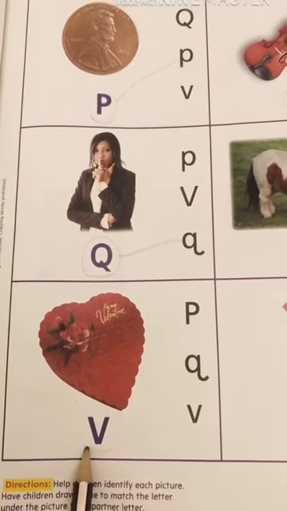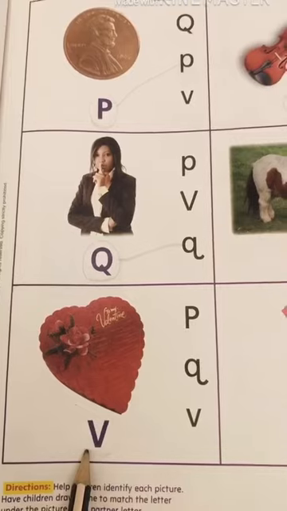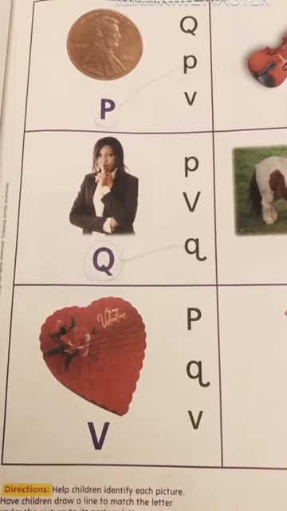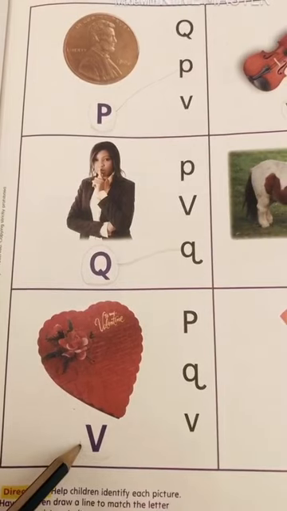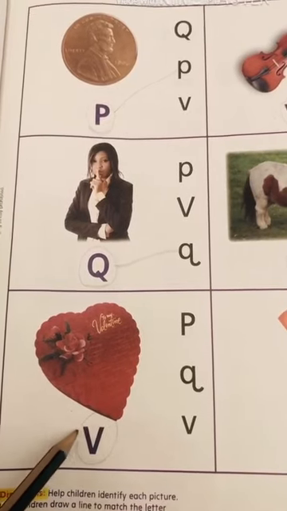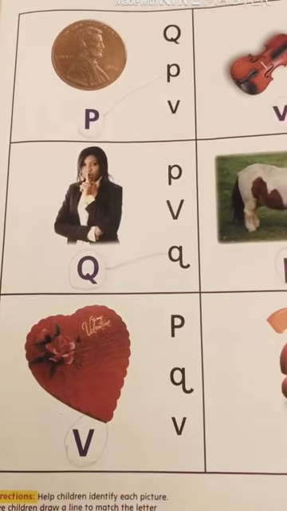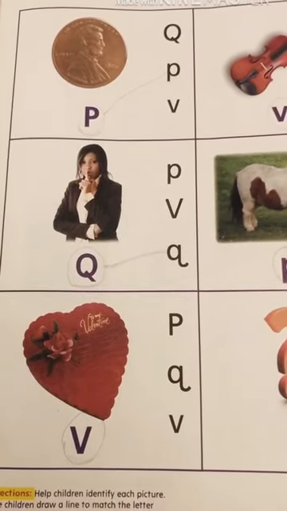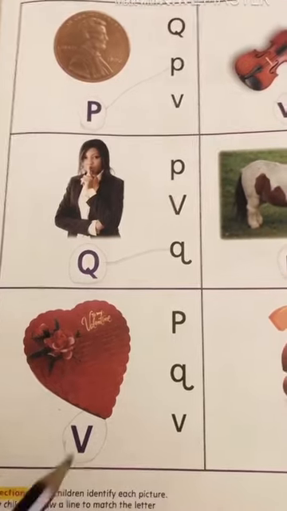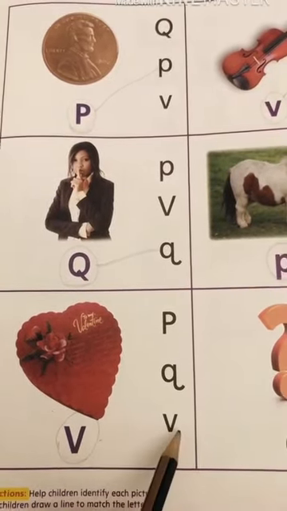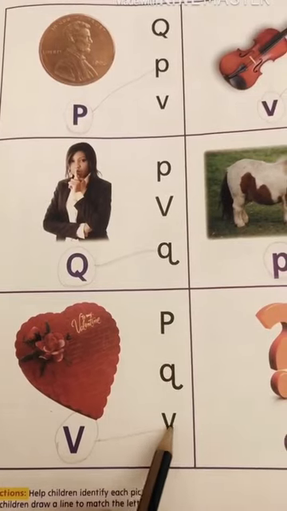Good job. This is the letter V. Is it the uppercase or the lowercase? Uppercase V. Circle it, please, and let's look for the lowercase. Which one is the lowercase V? Very good. This one. So draw a line from the uppercase to the lowercase.